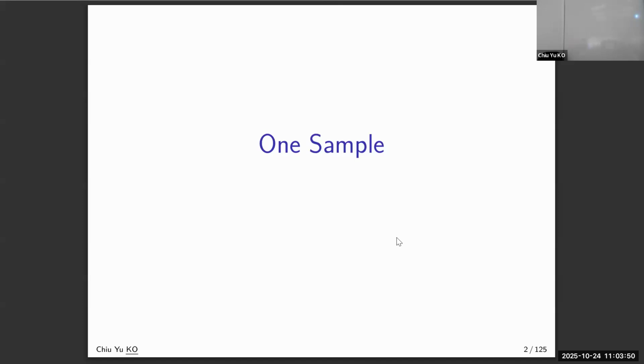But first we do one sample before we get into something more exciting. But one sample already has a lot of uses, so don't worry that we learn something useless. Everything we learn in this class is very, very useful.